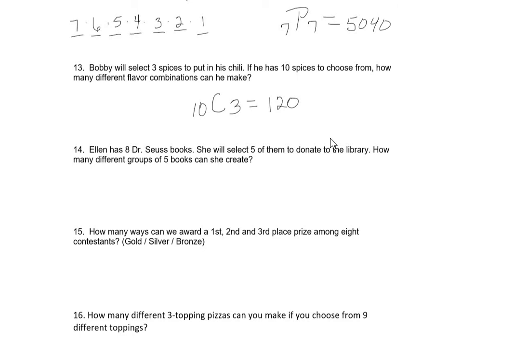All right, problem 14. Ellen has 8 Dr. Seuss books. She's going to select 5 of them to donate to the library. How many different groups of 5 books can she create? Well, it's just a group of 5, so that's a combination. Each of those books are not doing anything in particular.